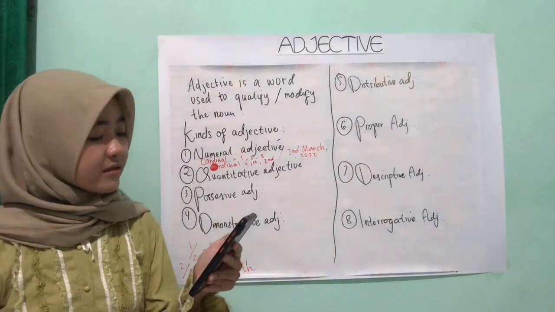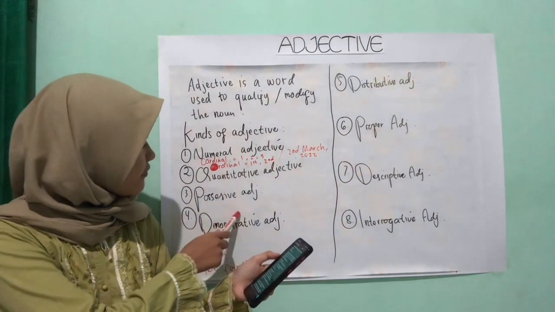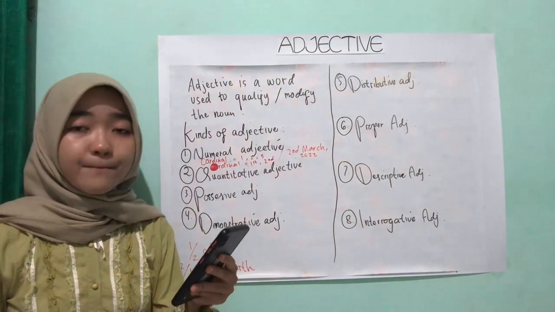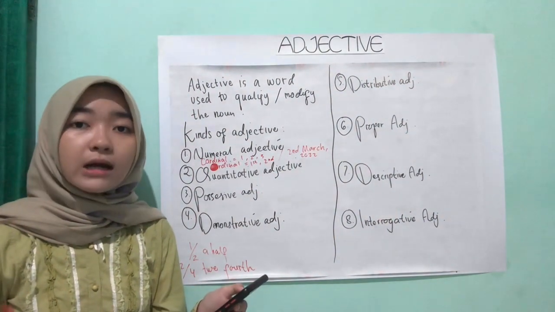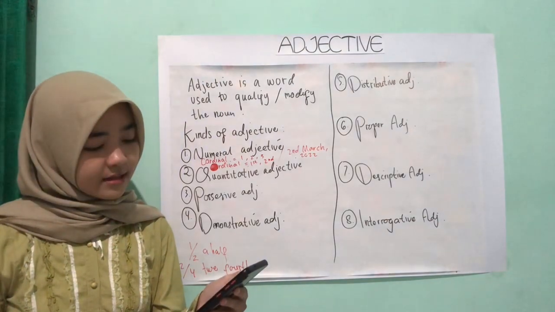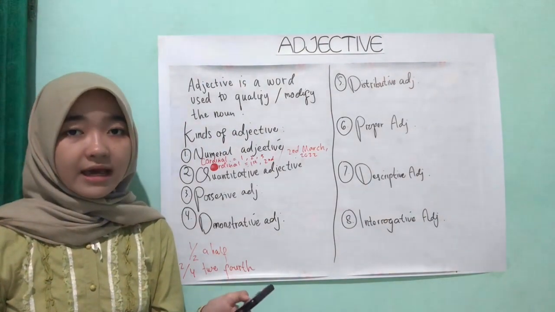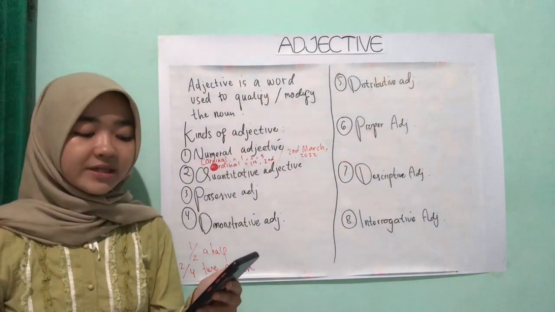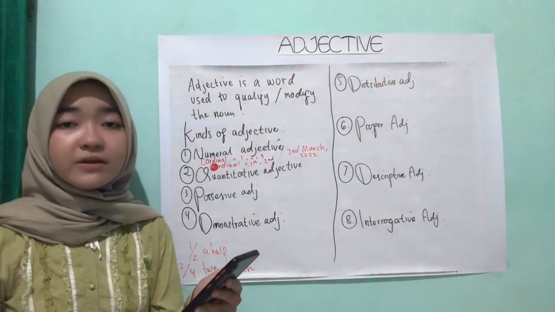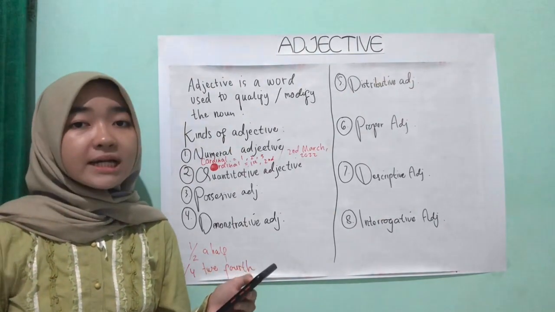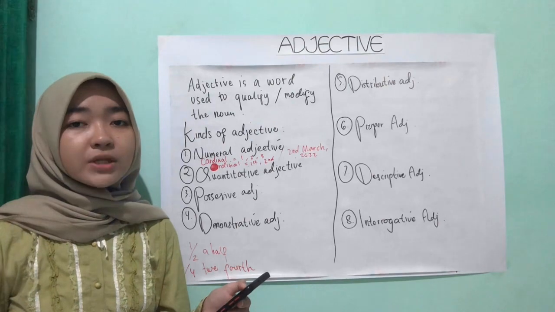And the third is possessive adjective. The words are my, your, her, his, its, our, and their. The position of possessive adjective must be before the noun modified. For example, my book, your dictionary.